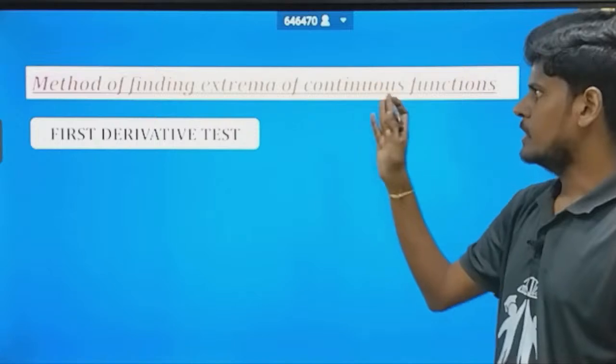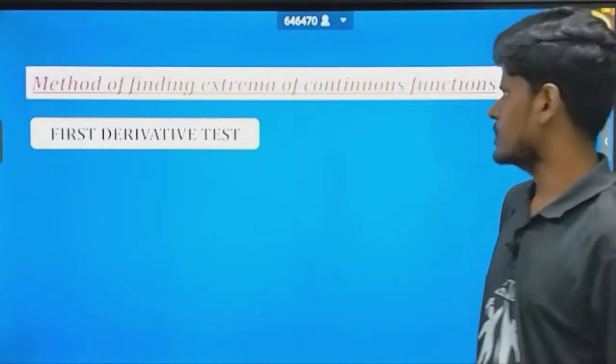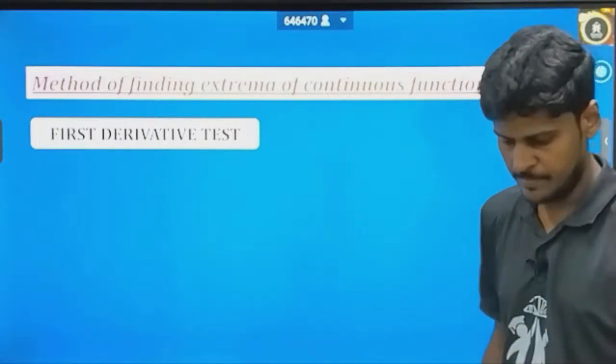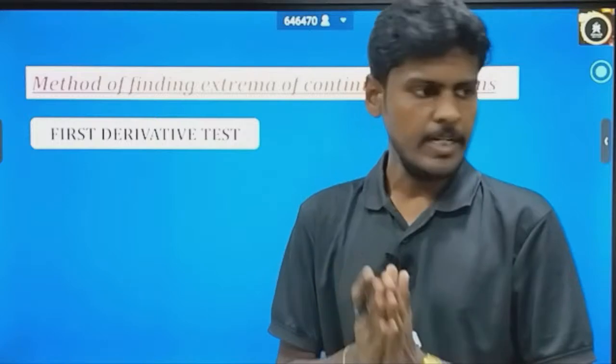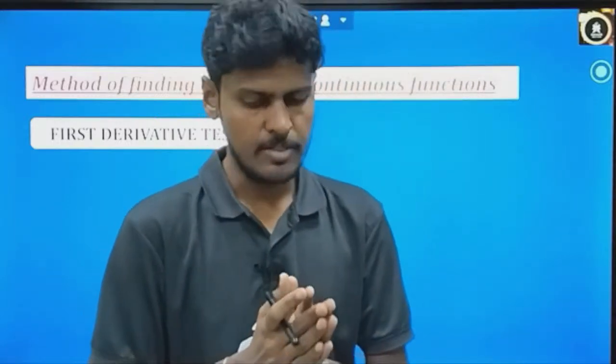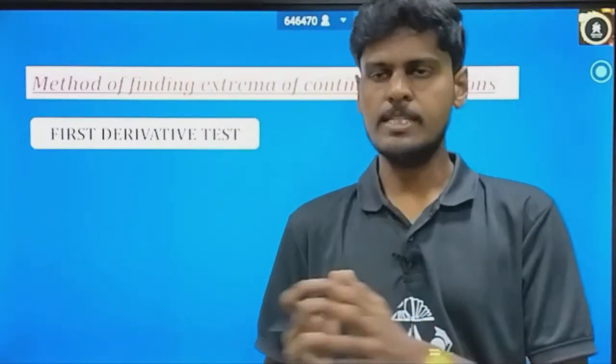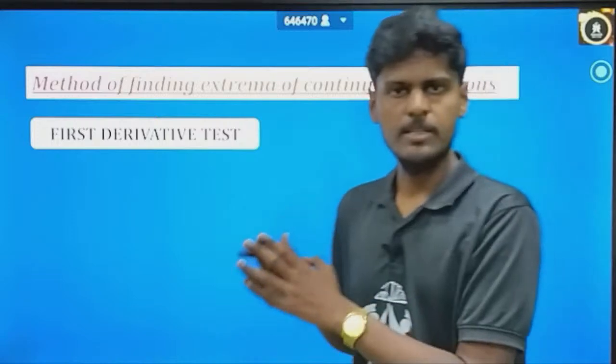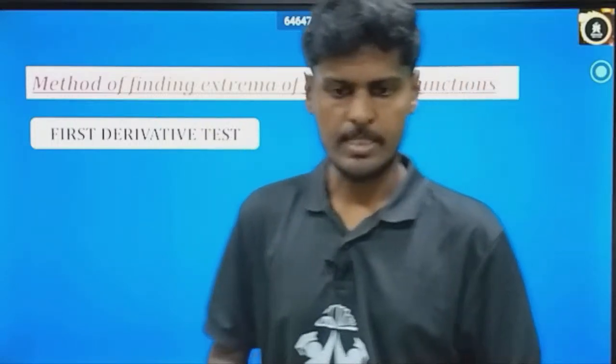Next is finding methods of extrema for a continuous function. We will discuss this topic from the next class. We will continue from the next class.